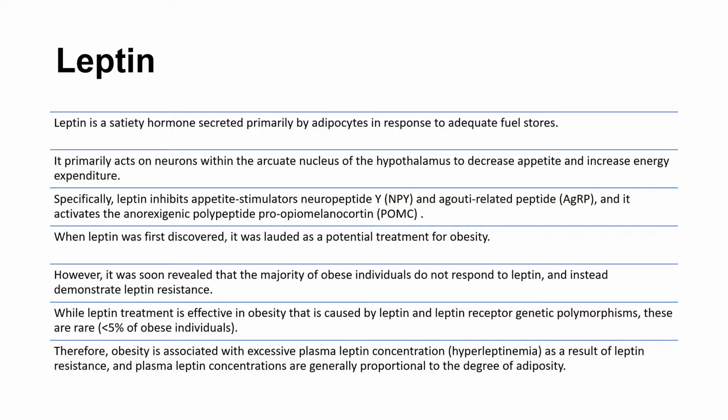However, it was soon revealed that the majority of obese individuals do not respond to leptin and instead demonstrate leptin resistance. While leptin treatment is effective in obesity that is caused by leptin and leptin receptor genetic polymorphisms, these are rare, less than 5% of obese individuals. Therefore, obesity is associated with excessive plasma leptin concentration, or hyperleptinemia, as a result of leptin resistance, and plasma leptin concentrations are generally proportional to the degree of adiposity.